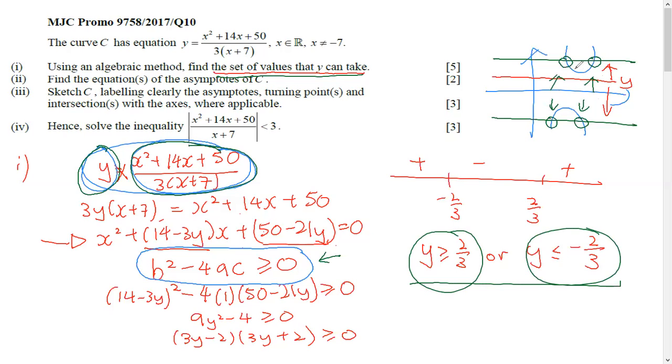Okay, if you use back the same diagram I have here, you can infer that this y value here is going to be 2/3, and this y value here is going to be negative 2/3. So this method actually also enables us to find the turning point.